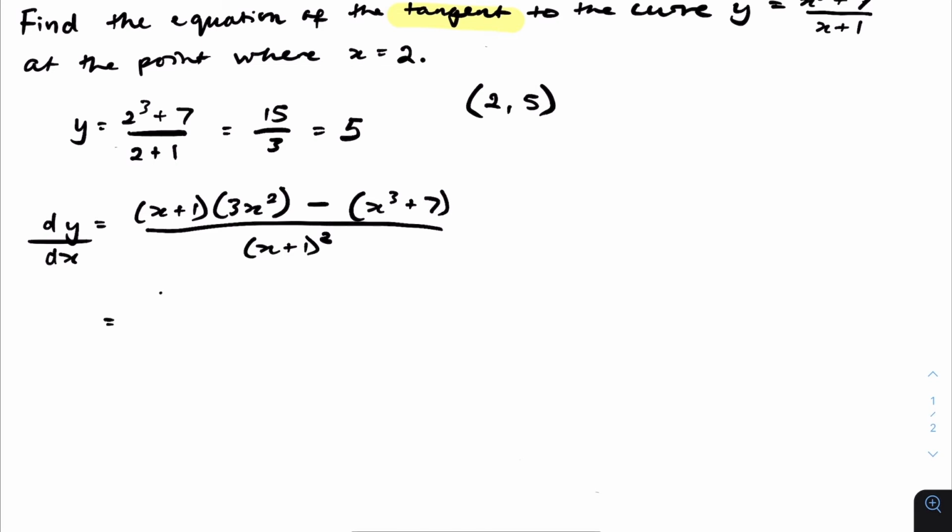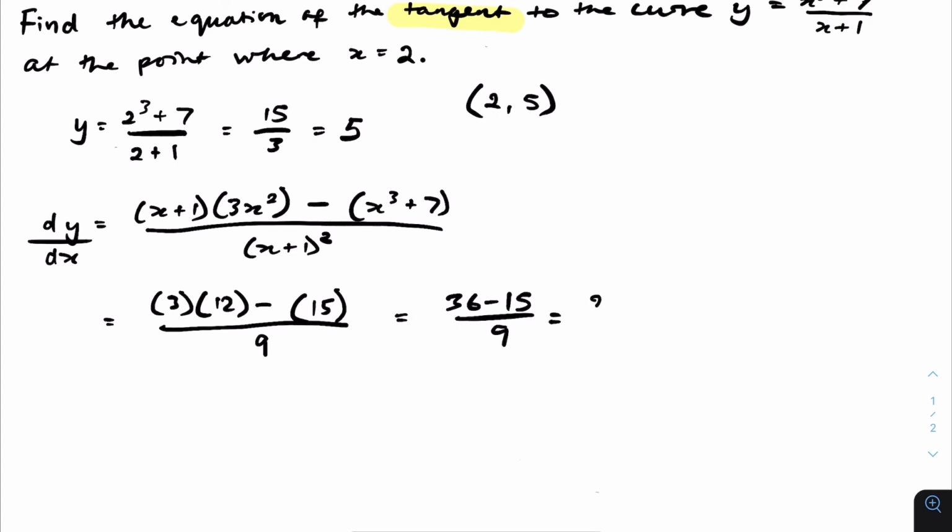When you substitute x into there, you get 2 plus 1, which is 3, times 3 times 2 squared, which is 12, minus, and then 2 cubed is 8, plus 7 is 15, minus 15, divided by 2 plus 1 squared, so that's 3, that's 9, which is equal to (36 minus 15) over 9, which is equal to 21 over 9, which can be simplified down to 7/3. So in this case, our gradient is going to be 7/3.